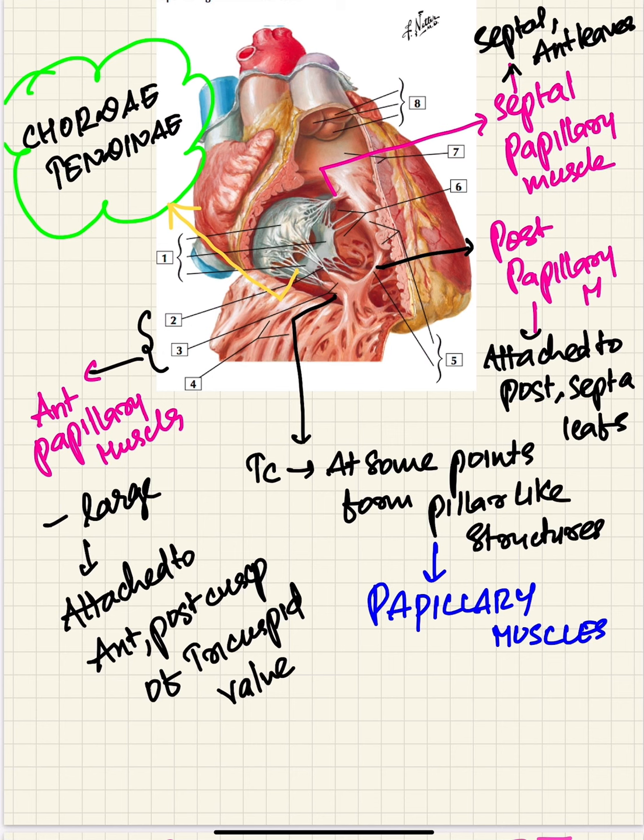These papillary muscles are of three types: anterior papillary muscle, posterior papillary muscle, and septal papillary muscle. This is the anterior, this is the posterior, and this is the septal papillary muscle.